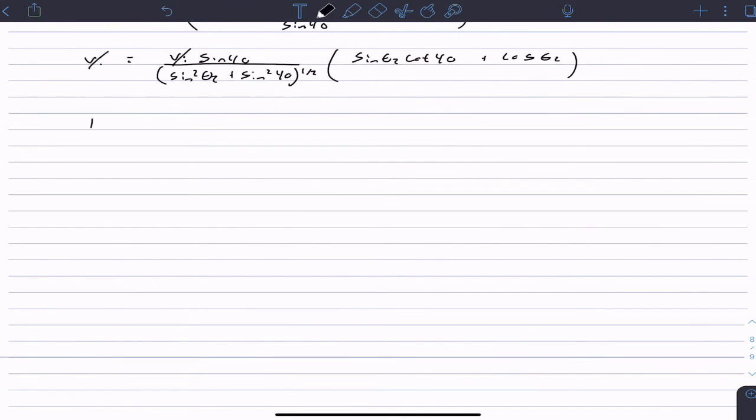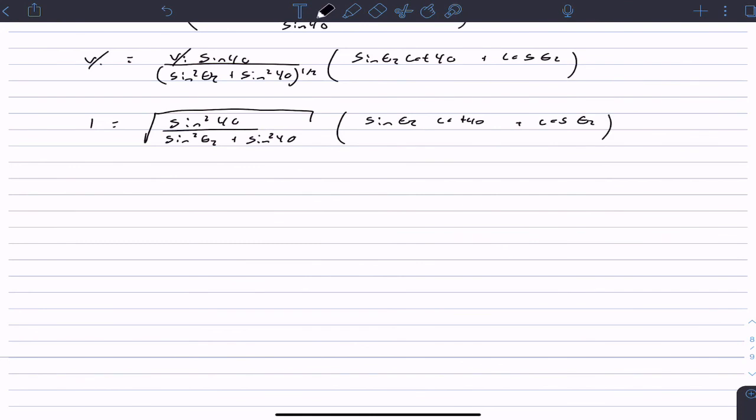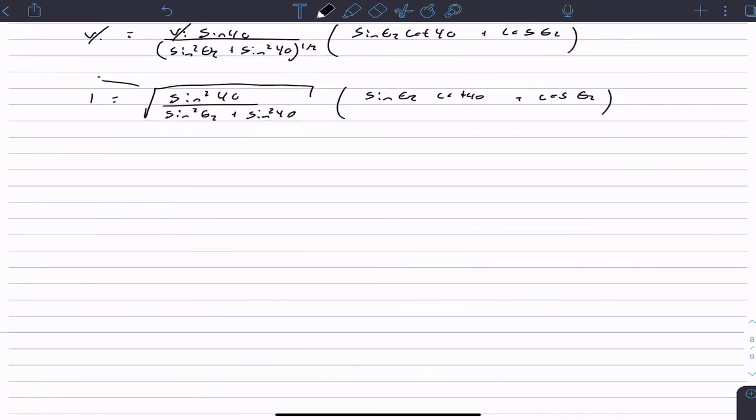So these cancel, so this is going to be 1 is equal to sine squared 40 over sine squared theta 2 plus sine squared 40, right? And this is all under square root. So I've just changed this a little bit. Sine theta 2 cotangent 40. Going to be a little sloppy, but hopefully you can follow along. And then I take this to the other side, take this to the other side here, and that gives us the square root of sine squared theta 2 over sine squared 40 plus 1, okay, is equal to sine theta 2 cotangent 40 plus cosine theta 2.